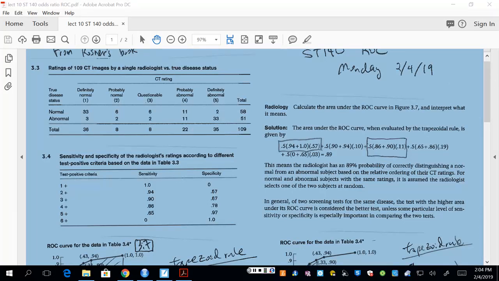And 36 of them had tissues that looked definitely normal. Right? 8 had probably normal, 8 had questionable, 2 had probably abnormal, 35 had definitely abnormal. So that's judgment based on evaluations. They might be looking at something quantitative, or something more interpretive based on their experience. And depending on that, you make a cut point somewhere.